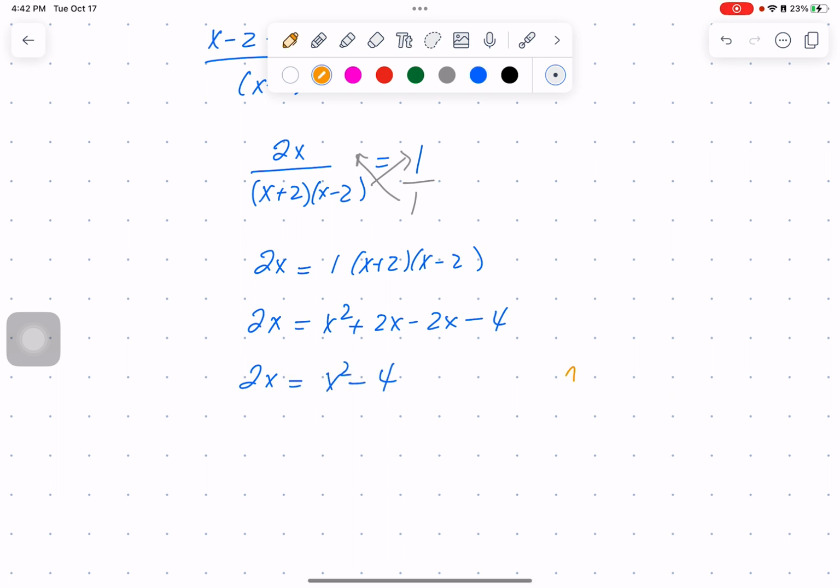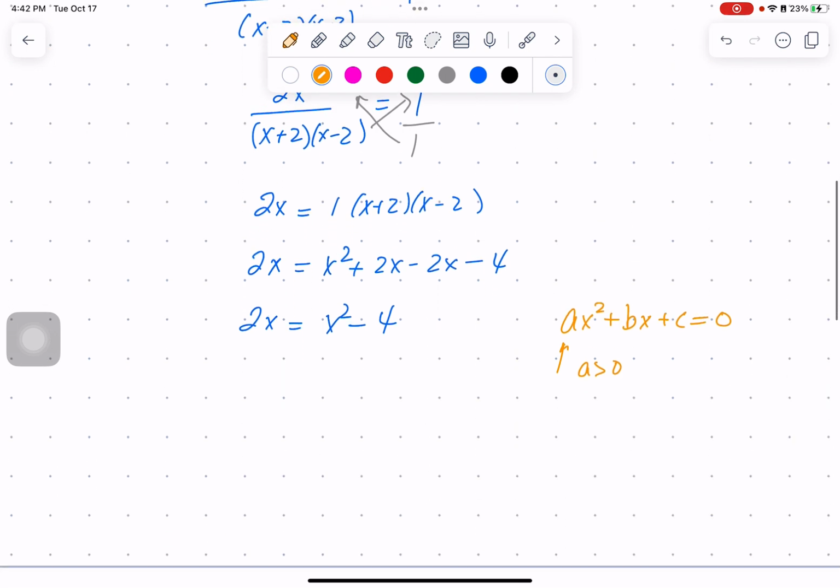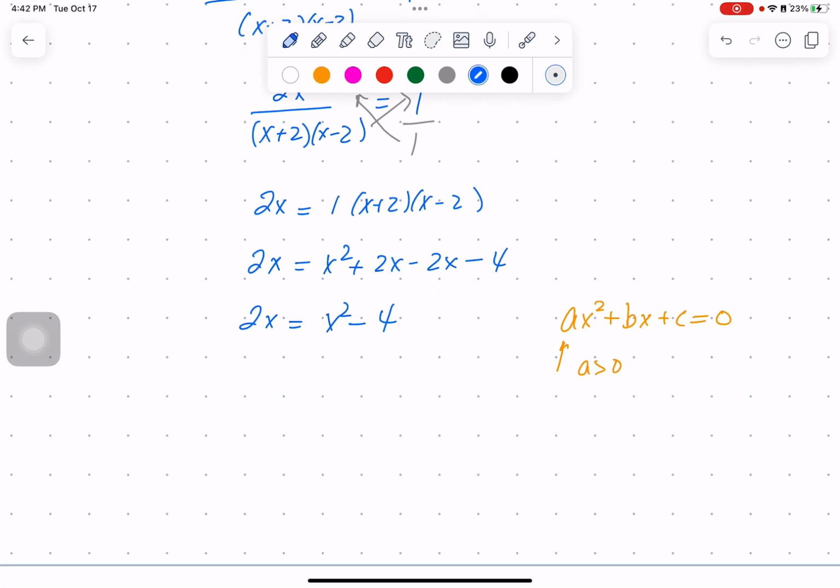Remember, the whole purpose of doing all this is to get ax squared plus bx plus c equals 0. That's why we're doing all of this. And it makes your life very easy if a is greater than 0. It can be done if it's not. It's just not very fun. So I'm going to make the x squared stay positive. I'm going to move the 2x over to the other side, and it's going to join with the 2x.